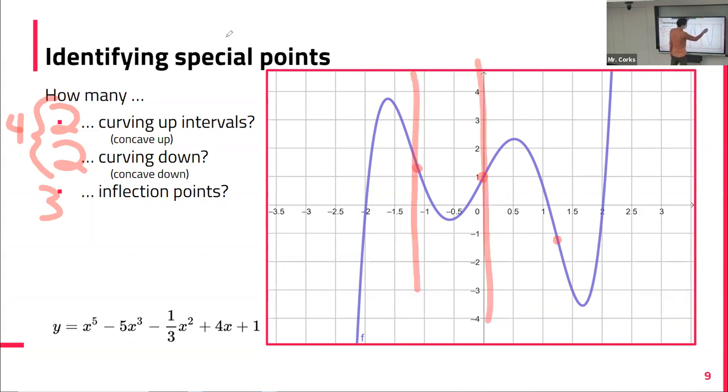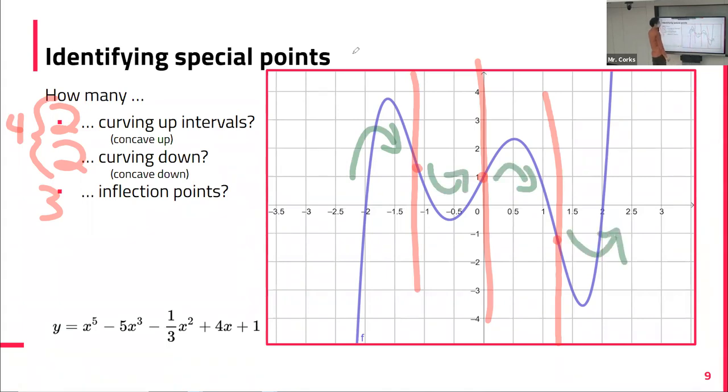So we draw our lines, split up the function like this, and then we can see we have this curving down, then up, then down, then up like this. So the basic shape, again, a curving down kind of looks like a negative x squared graph, and a curving up looks like a positive x squared graph. So we can just see that shape repeating, just flipped upside down like this. All right, so 4 intervals total of curving up or down, and 3 total inflection points.